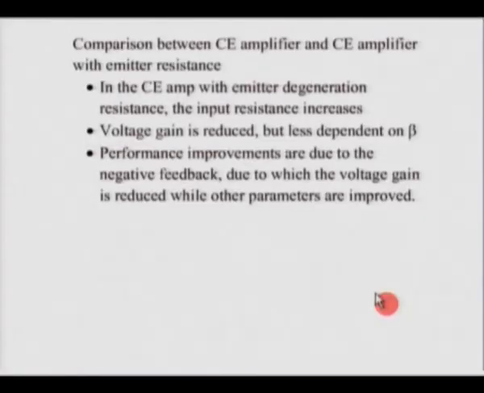Now, let us compare these two amplifiers, the common emitter amplifier with an emitter bypass capacitor and the common emitter amplifier without an emitter bypass capacitor. In one case, the amplifier with an emitter resistance, which is generally called the degeneration resistance, we saw that the input resistance increases, but the voltage gain gets reduced. The advantage, though, was that the voltage gain expression was much less dependent on the beta value, and also because of the negative feedback, the other parameters of the amplifier also improve.